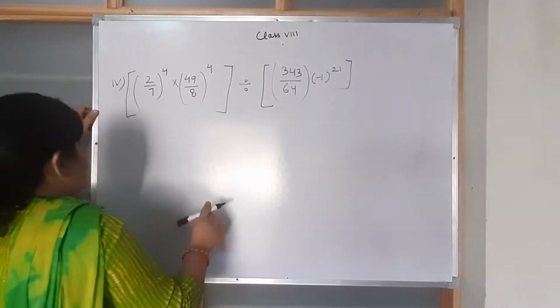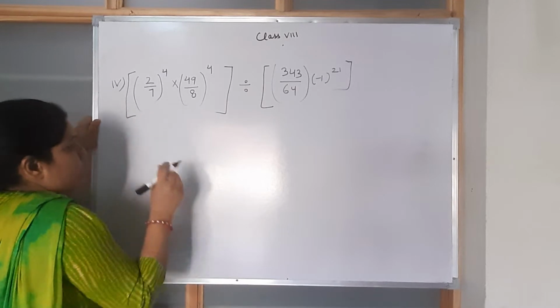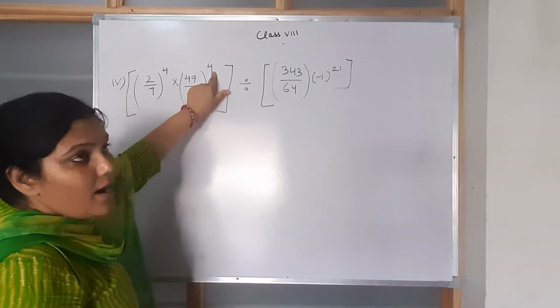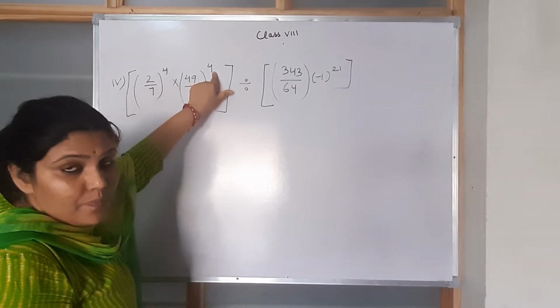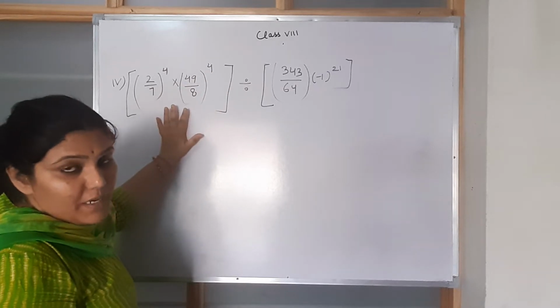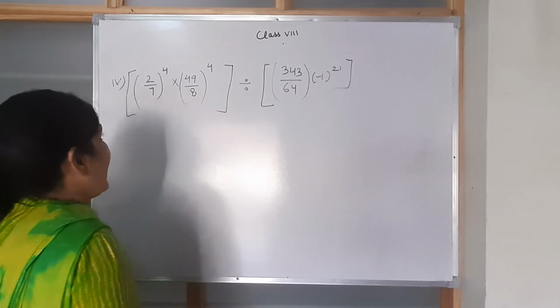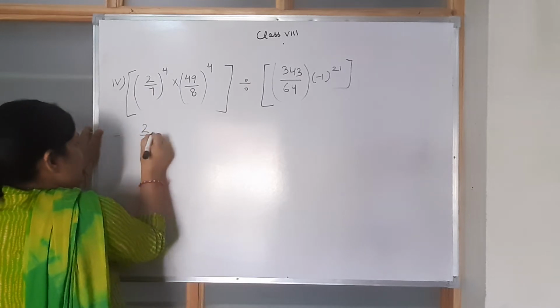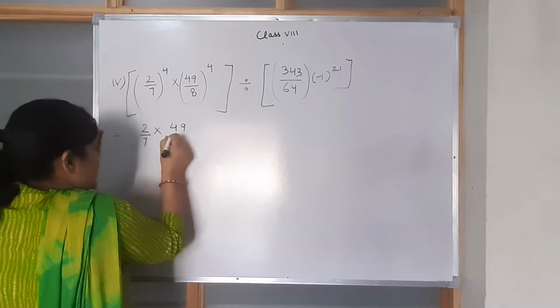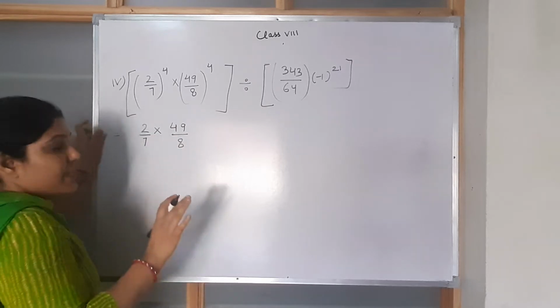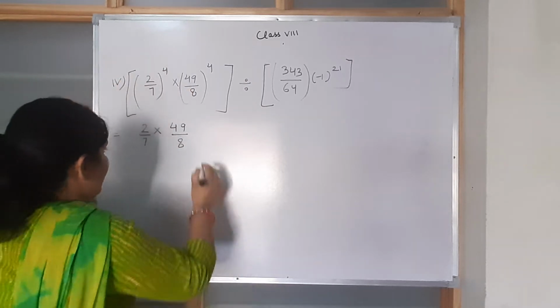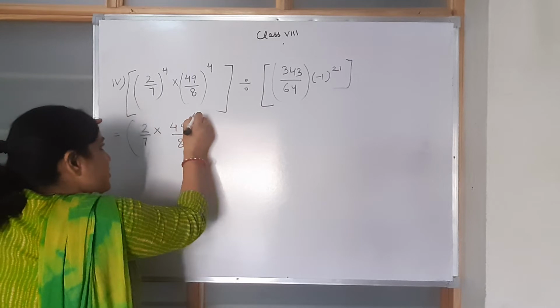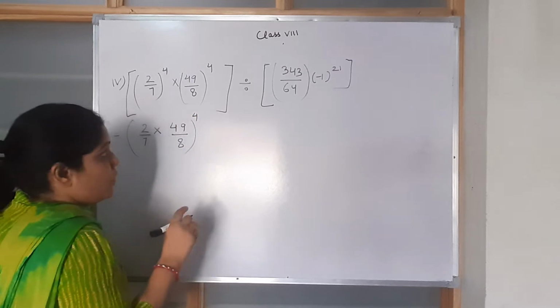Now just look here class, which law are we going to apply? Just look here, powers are same and bases are different. So what are we going to do? We will just multiply the bases. 2 upon 7, 49 upon 8 and whole raised to the power 4. I hope everybody remembers the law.